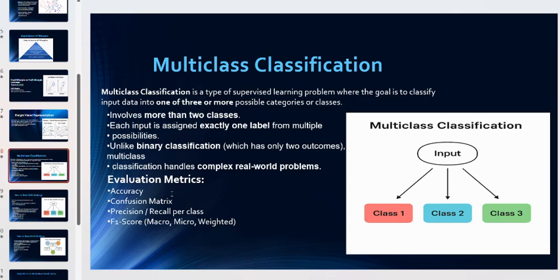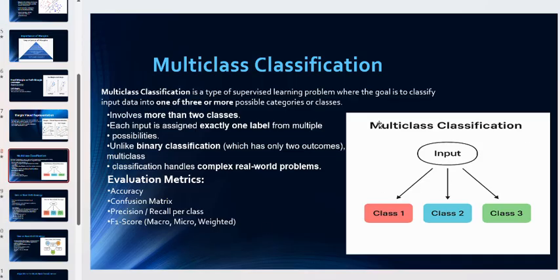Here are the evaluation metrics: accuracy, confusion matrix, precision, recall per class, and F1 score. F1 score can be macro or micro weighted. Accuracy is how many predictions were correct overall. And then the confusion matrix is a table showing the correct and incorrect guesses for each class. And then precision and recall tell us how the model identifies each class specifically. And then F1 score is a balance between precision and recall.